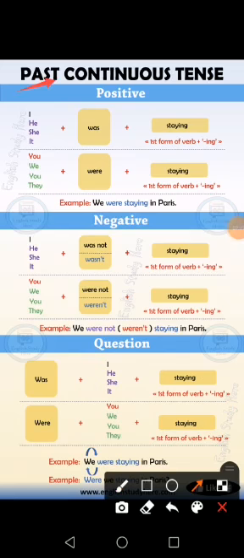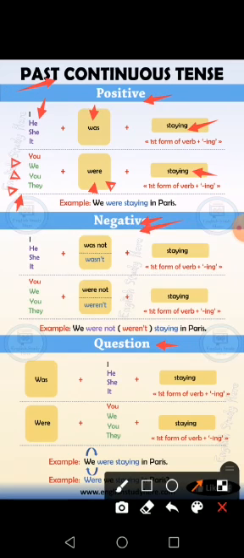Again, let me repeat. We use past continuous to talk about something that happened for some time in the past. Okay? شيء حدث واستمر في الماضي. We have positive, negative, and a question. We use was and were, and ing. We use was if the subject is I, he, she, it, or a singular noun. We use were if the subject is we, you, they, or a plural noun. We use were, okay, and we add ing.